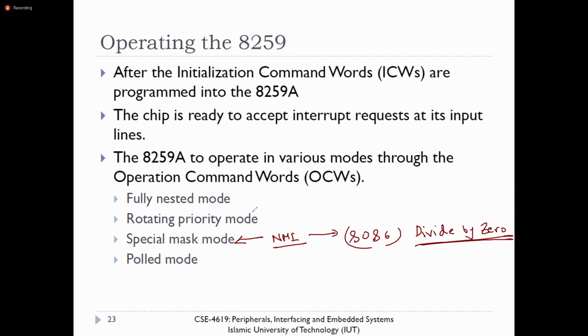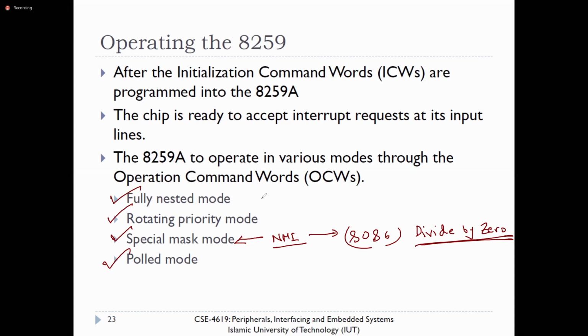And finally, we have learned about fully nested mode. We have learned about the rotating mode, the special mask mode, and finally the polled mode. You know that polling is not interrupt operation. Rather, the microprocessor via the 8259 interrupt controller will knock each and every peripheral to check whether they have any interrupt request or not. So this is the poll mode.